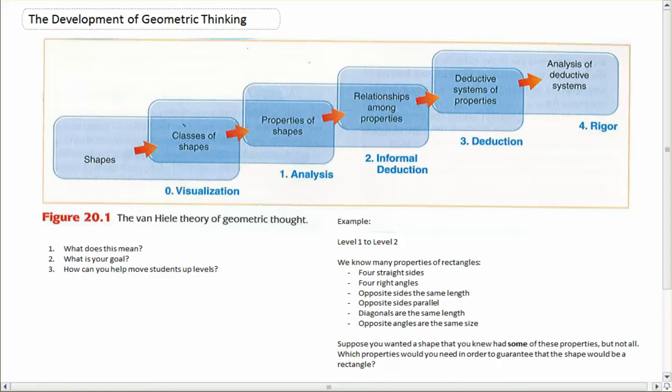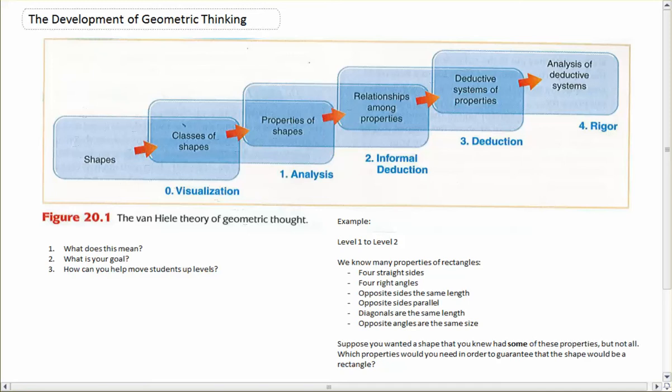The first level that they think about is what's called visualization. They can take a look at different geometric shapes and see them and think about these individual shapes, and they work strictly at a visual level. They don't think about the properties of the shapes or definitions or anything like that. They just see the shapes, and they can talk about what the shapes look like to them.